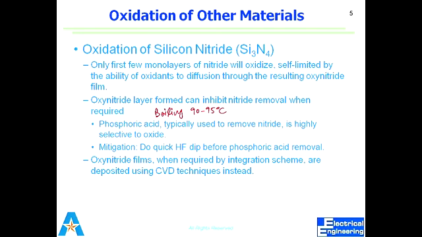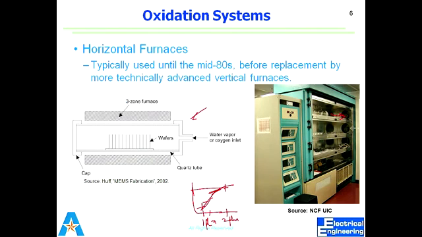Then the silicon nitride. Okay, so now we talk about the oxidation systems. Up till now we have discussed the oxidation, what are the different parameters that control the oxidation rate and how we can grow the oxide. If there is some other material than silicon, what would be the oxidation process effect in that case. Now we are going to talk about the oxidation systems, how we actually grow the oxide on the silicon surface.